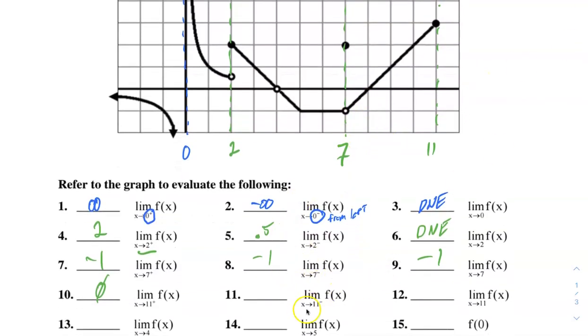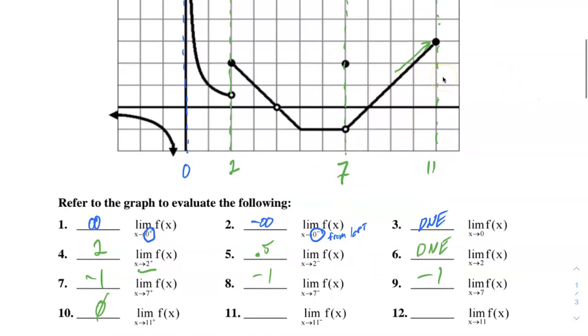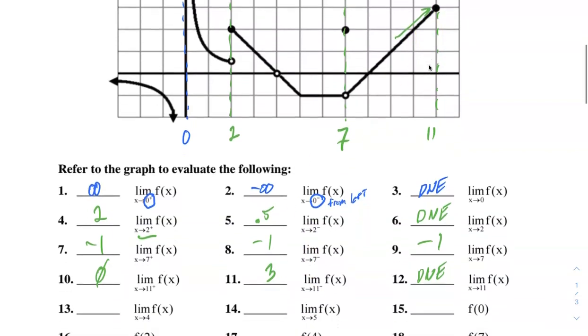Limit as x approaches 11 from the left. Well, from the left, if you're going from the left, you follow the graph. It's going to 1, 2, 3. So that's 3. And then the limit as x approaches 11, well, these don't match. One's no solution, one's 3. So this does not exist. The limit does not exist right there. There's a one-sided limit that exists, limit from the left. But there's no right-sided limit, so the limit does not exist.